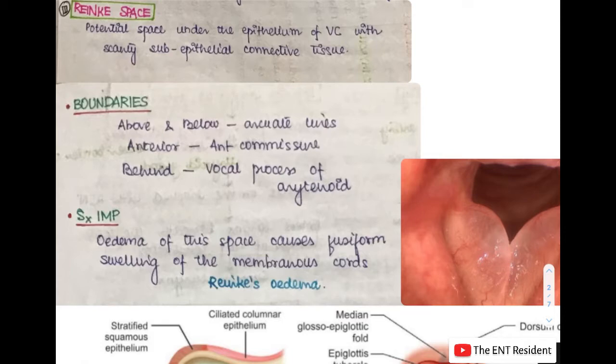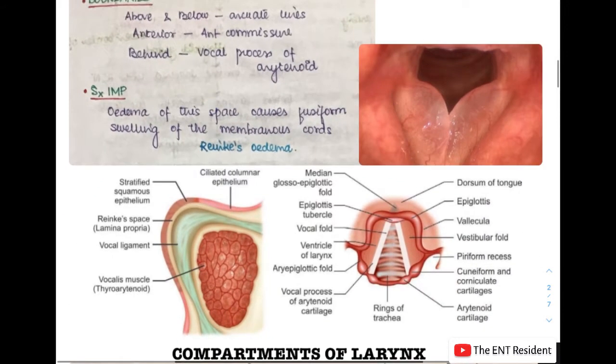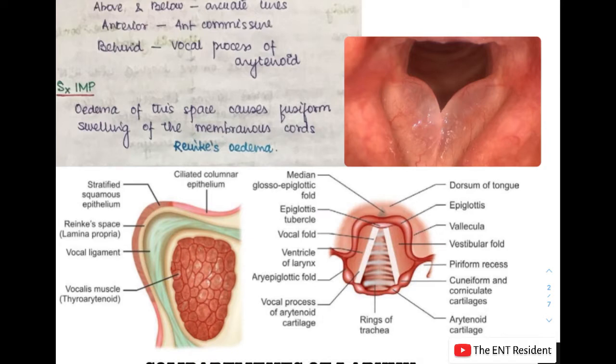Reinke space is basically a potential space which is lying underneath the epithelium of the vocal cord with very scanty subepithelial connective tissue. This space is basically a part of a layer in the vocal cord. When you come to this picture, you will be able to see this space over here is the Reinke space, this particular layer. It is a part of the lamina propria. As you can see, it is a subepithelial space lying just underneath the epithelium, and it contains loose connective tissue.